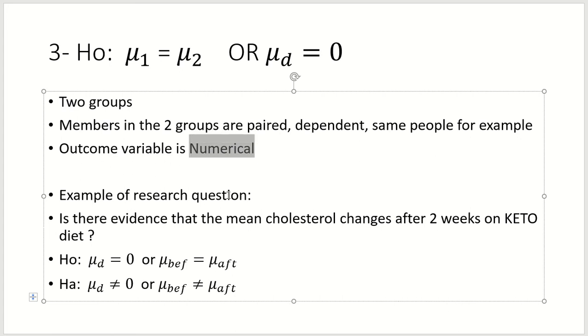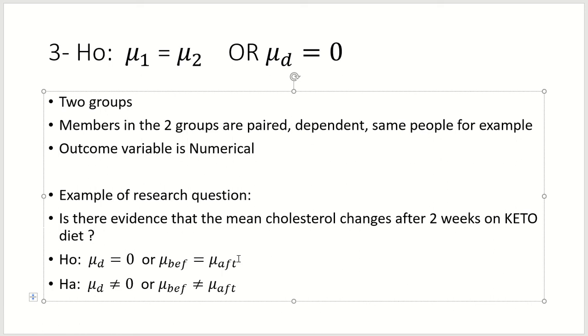Okay, so example of a research question: is there evidence that the mean cholesterol changes after 2 weeks on keto diet? Okay, so if you think about it, you have a group of people, you measure them twice. One before they started the keto diet, and the second time after they did their keto diet. And therefore you have two groups, but these are the same people. And therefore your null hypothesis is mu of differences in cholesterol is equal to 0. There's no change. Or you can write it as mu of cholesterol level before equals mu of cholesterol level after.